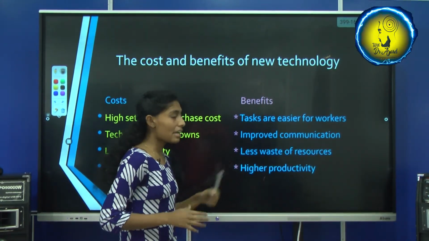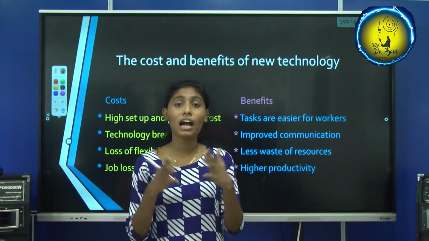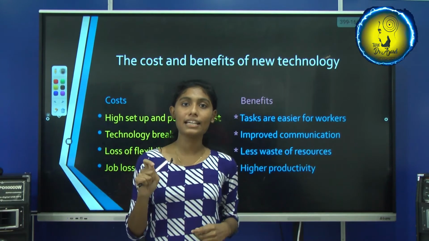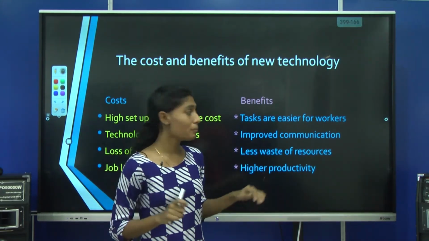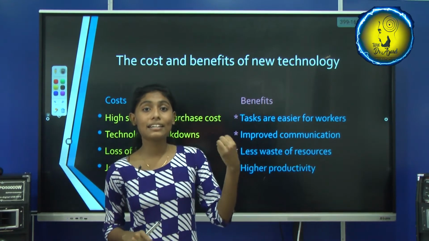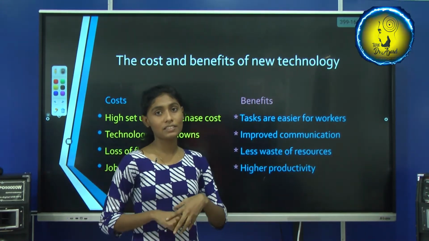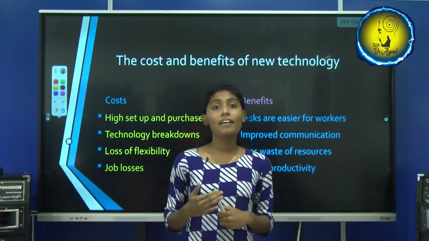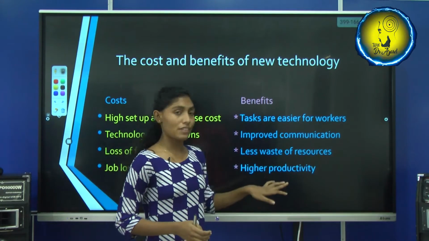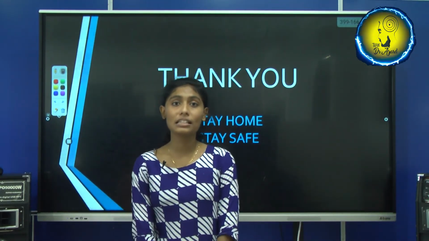Then less wastage of resources. If a person is cutting a car door, there will be high wastage. But if the machine is doing it, it will do it exactly at that point. So there will be minimum wastage of resources. That means we can get a high profit at minimum cost. Then we have high productivity, as I said, because we have fewer workers, more output and very good profits. So I hope you guys understood the lesson today.